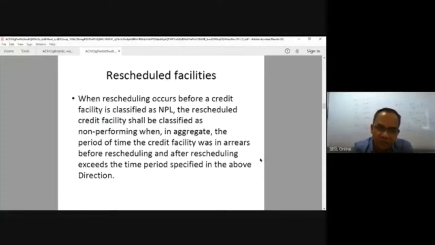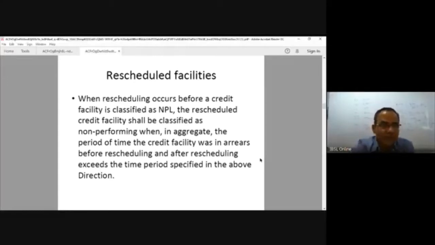The rescheduled credit facility shall be classified as non-performing when in aggregate the period of time the credit facility was in arrears exceeds the limit. That means now at the 80th day we went and rescheduled. Now let us say that after rescheduling the due date has come, and 20 days have gone. Before rescheduling 80 days outstanding, after rescheduling 20 days gone. That means 100 days gone. So on the 90th day it becomes non-performing.